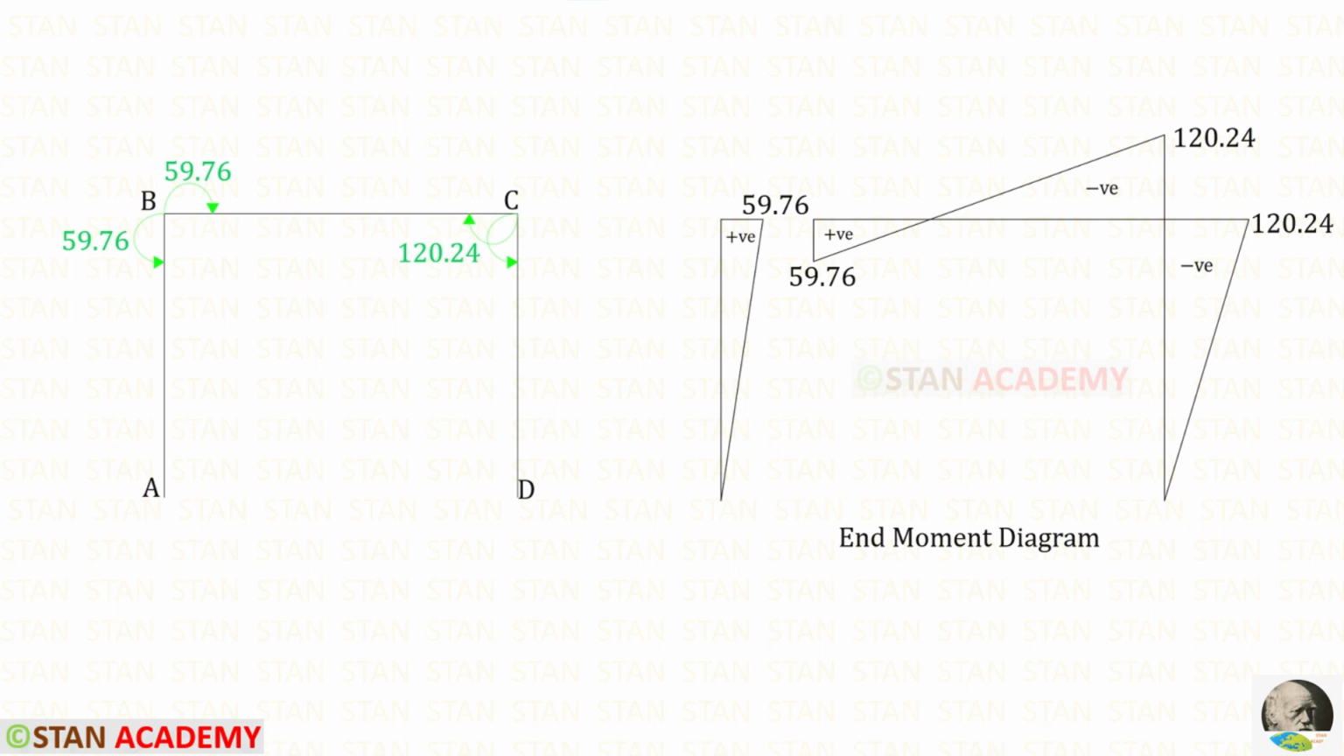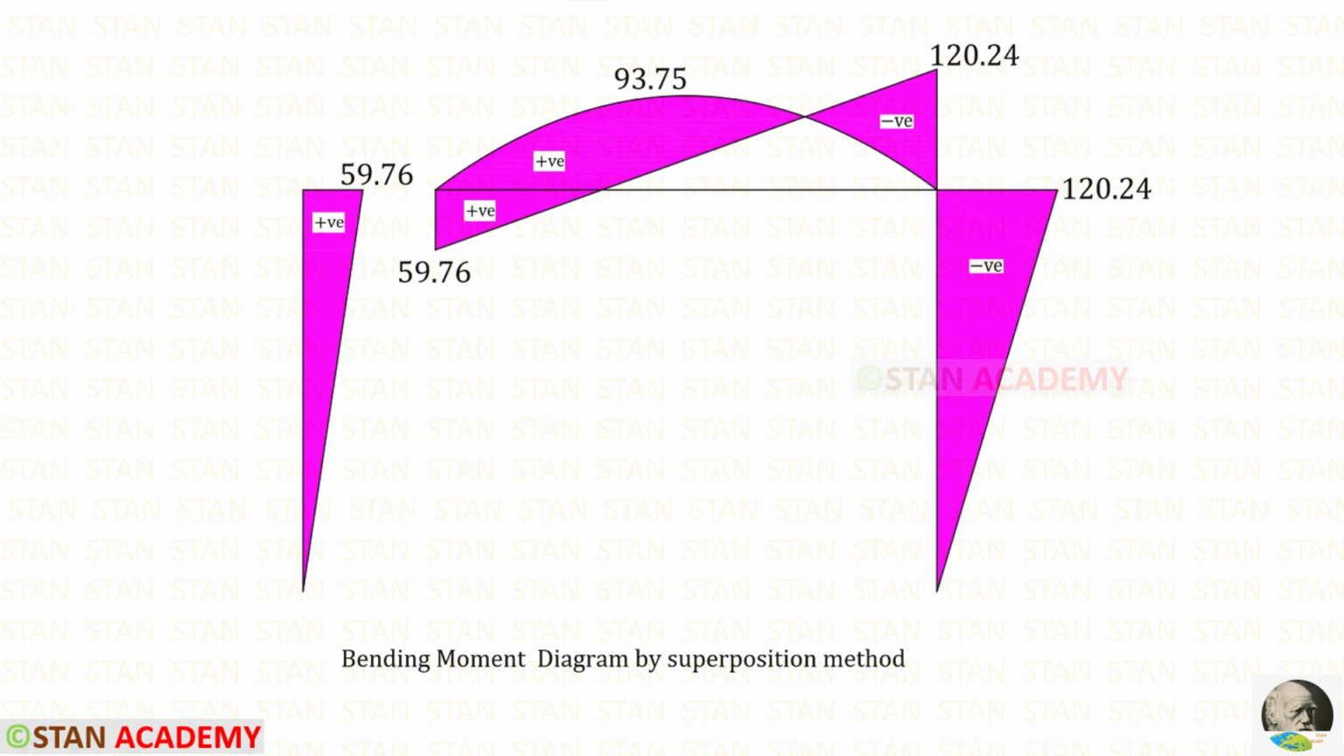We know that the moment at B is a sagging moment and the moment at C is a hogging moment. Using the direction of arrows, we can draw the end moment diagram. The sagging moment will be positive and the hogging moment will be negative. Then we can combine both of the diagrams so that we will get the bending moment diagram.